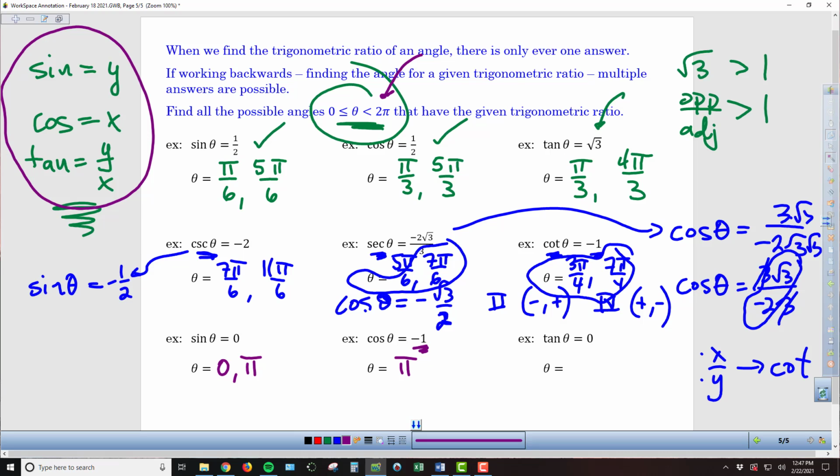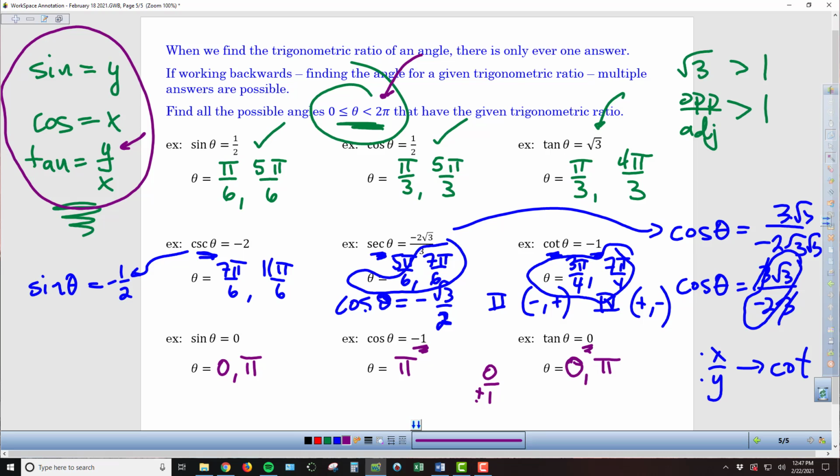And then finally for tangent, equaling 0. For us to get 0 as an answer, we need to have 0 in the numerator, meaning 0 needs to be the opposite side, or 0 needs to be the y coordinate. So I need to have 0, and then the only other coordinate we're going to have is either 1 or -1. And so if we look at those locations, the y coordinate equals 0 at 0, and then we also get that answer at pi.